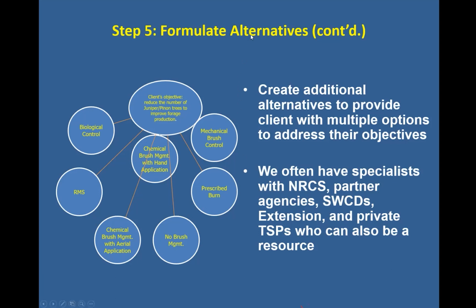So that's something that is available as well, maybe going through a technical service provider, and that would be something that we could do through one of our Farm Bill programs down the road. So this is just an example of how we can formulate all of these different alternatives. This is just an example for brush control, but this would be true for almost any resource concern out there.